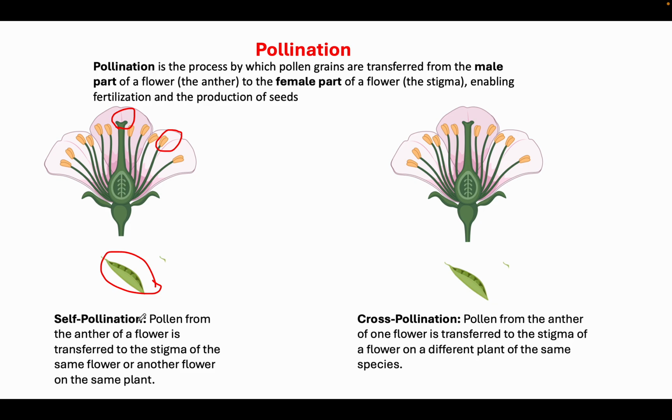It has two types. In self-pollination, the pollen from the anther of a flower is transferred to the stigma of the same flower or another flower on the same plant. While in cross-pollination, the pollen from the anther of one flower is transferred to the stigma of a flower on a different plant of the same species. So these are self and cross-pollination.